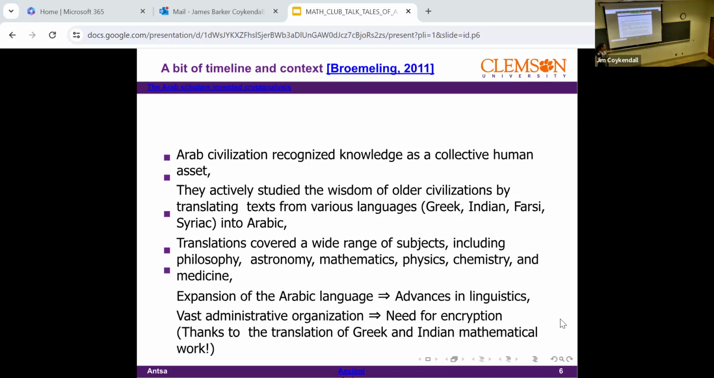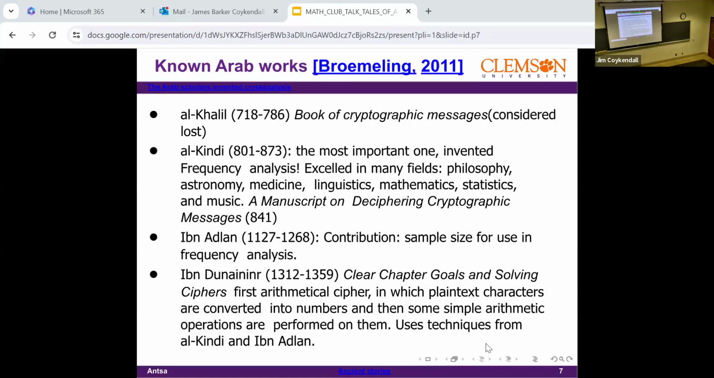So they started studying encryption, and thanks to the translation of Greek and Indian mathematical work, they had access to all of the knowledge of people from all over the world. That was a very huge advantage for them. Those are the known works on cryptography, which start with Al-Khalil.